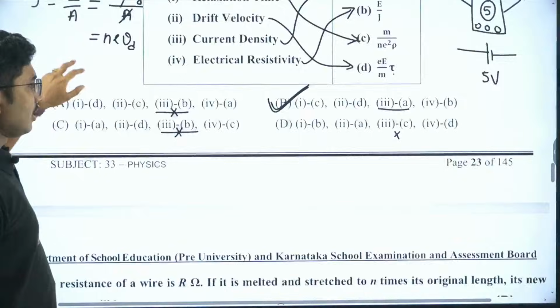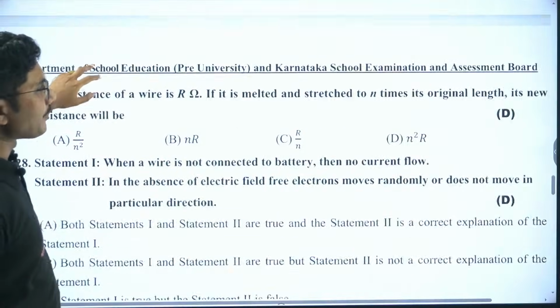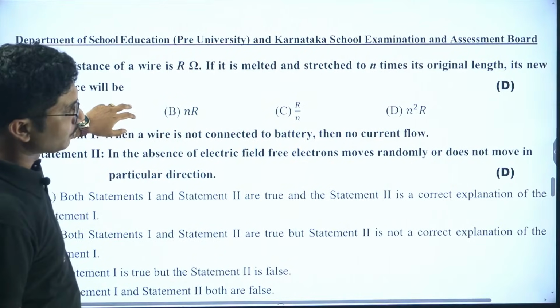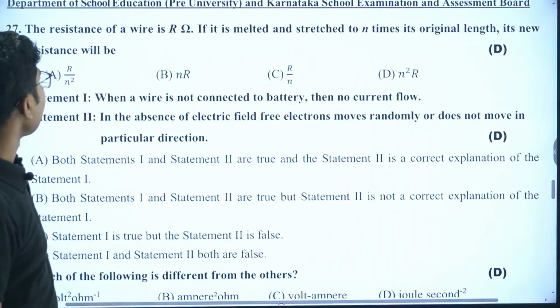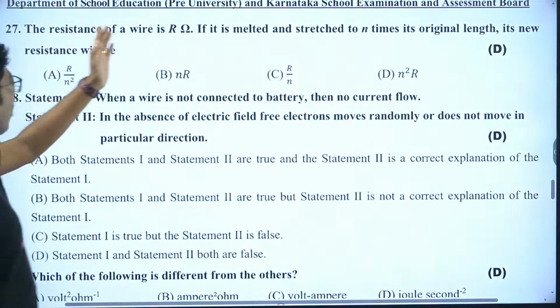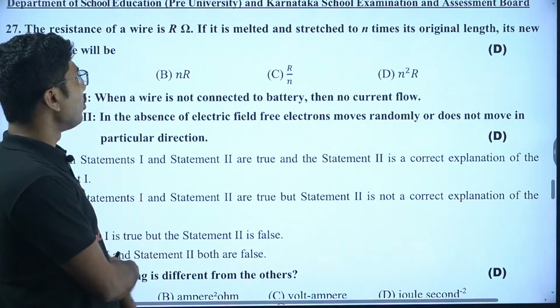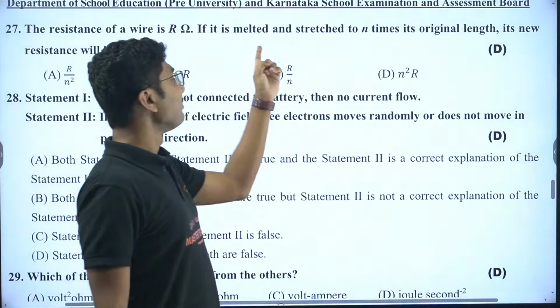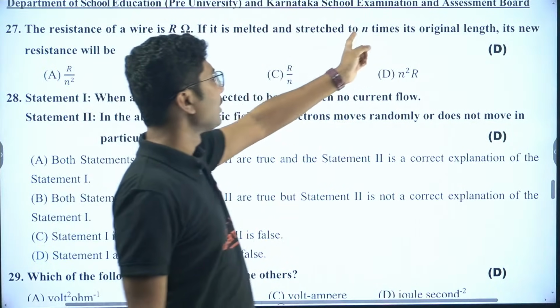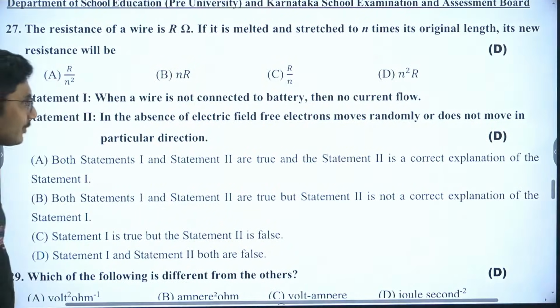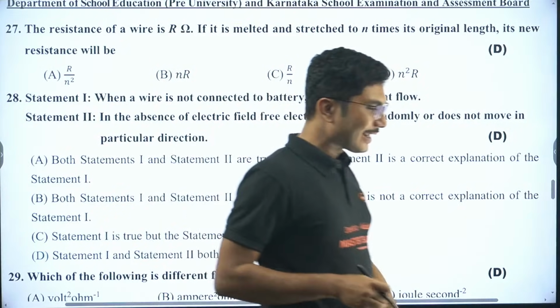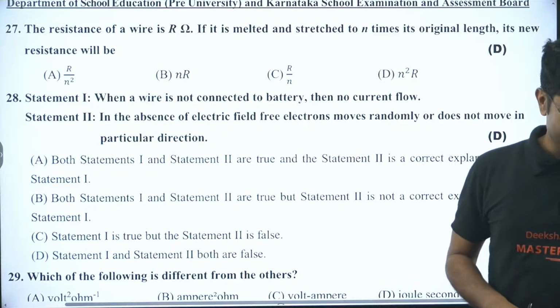I recommend you should do at least 50% of the matching. Now this is also a difficult question. We are in the difficult territory, right? The resistance of a wire is R ohm. If it is melted and stretched to n times its original length, its new resistance will be. Now those who have seen my cassette lectures should be able to answer it.